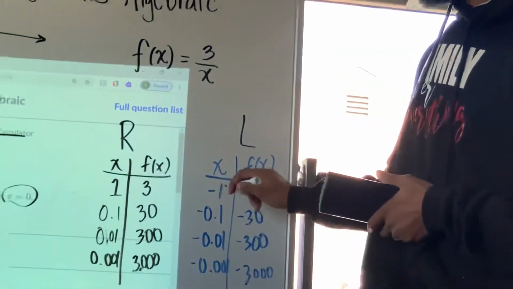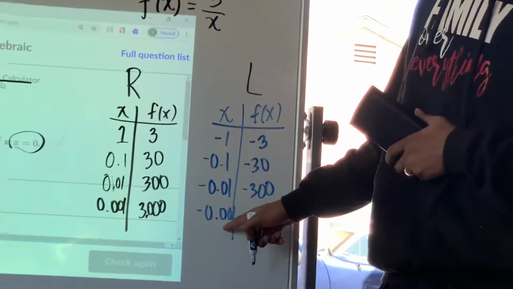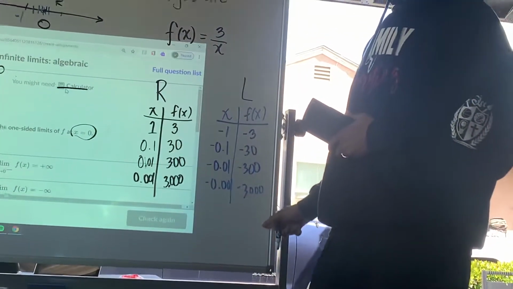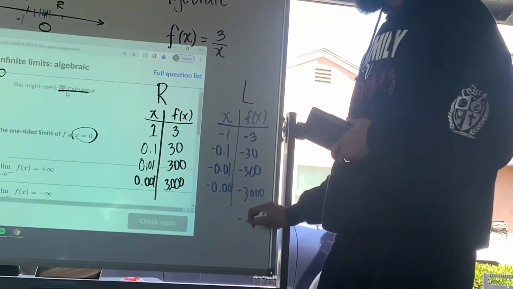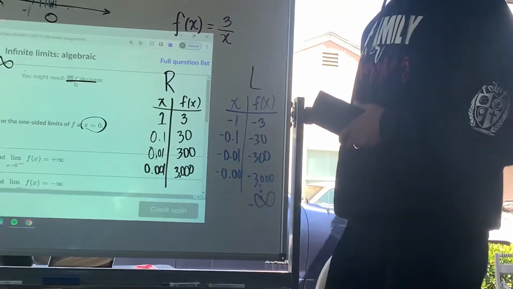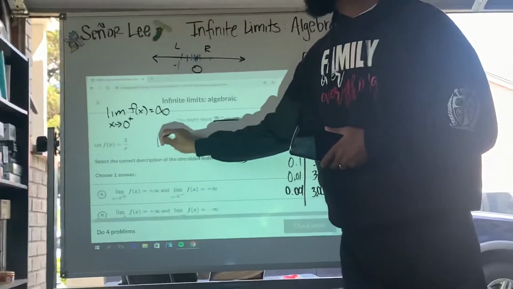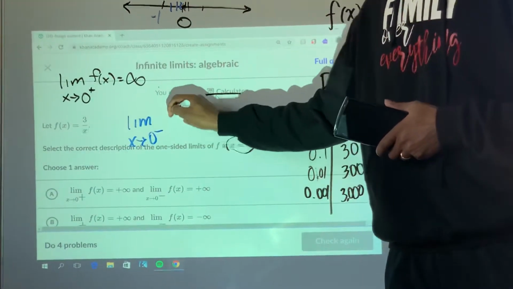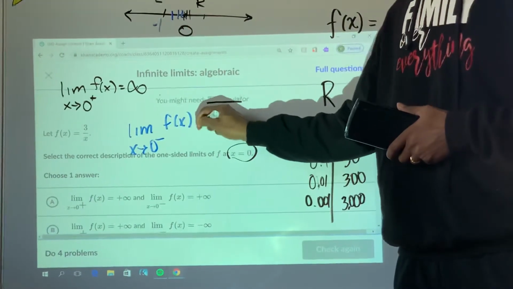So I can tell that as I get closer to 0, but from the left this time, I'm actually getting further and further away from 0, towards negative infinity. So I could write the limit as x approaches 0 from the left is negative infinity.